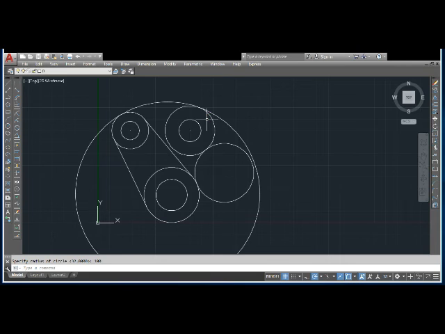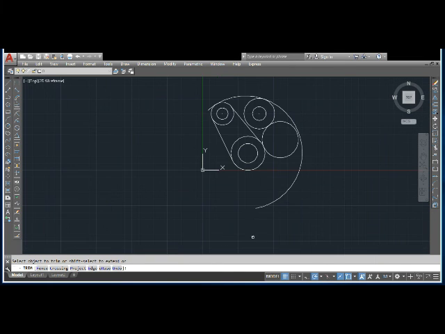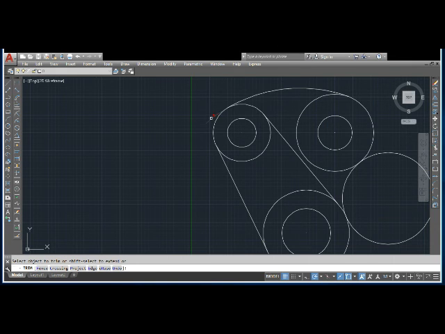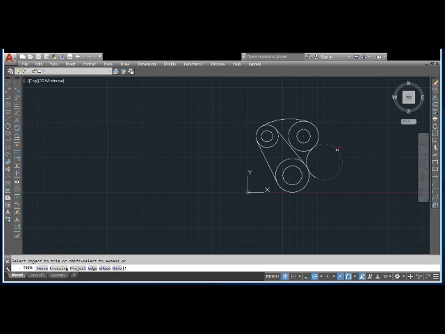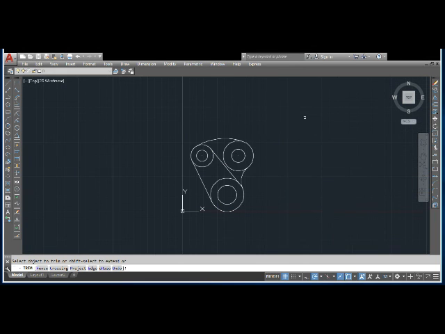Then I get like this. Taking trim and double enter, trimming unwanted portions, and this and this. Okay, this is my diagram. And finally I want to remove these two also.